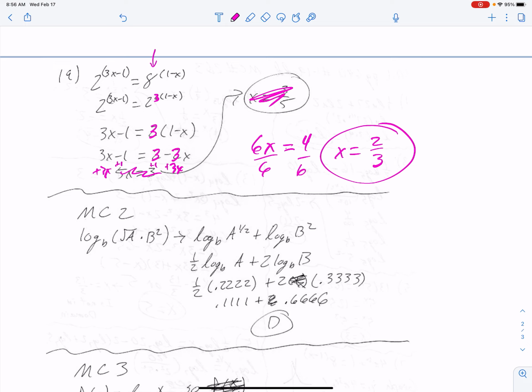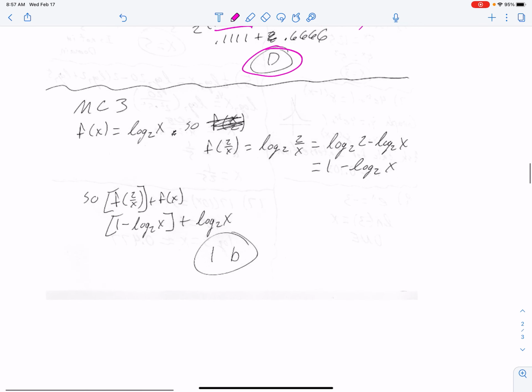All right, multiple choice number 2. I'm going to rewrite, changing my multiplication into addition, rewriting my square root as the 1/2 power. I'm going to take those two exponents and move them to the front of each logarithm. And then in the problem, they tell me the value of log base A of B, they tell me the value of log base B of B, substitute those in, simplify and solve.